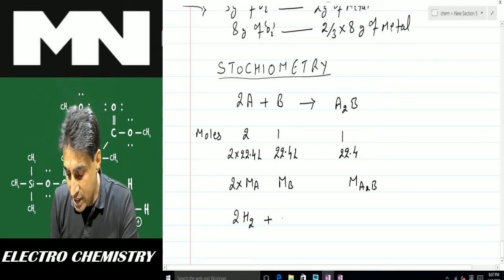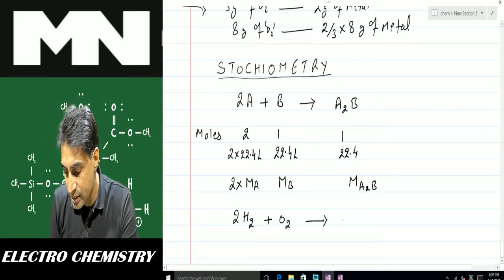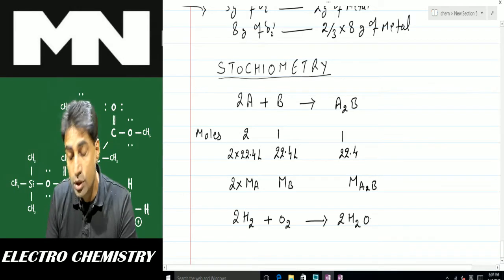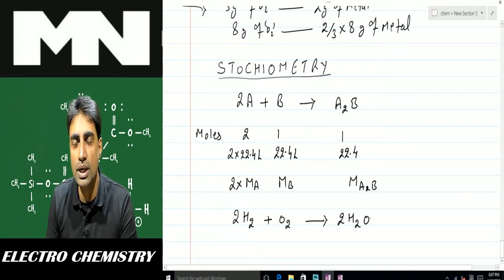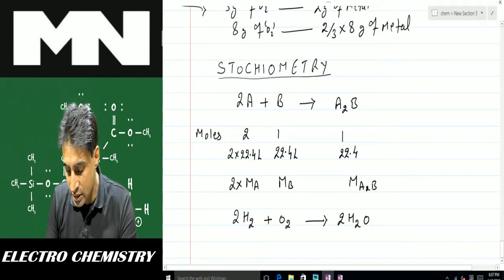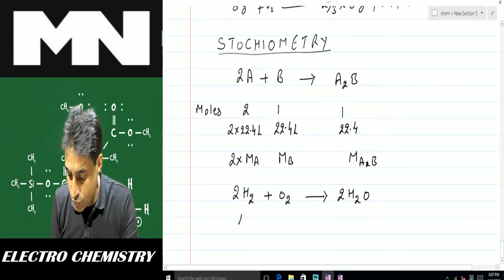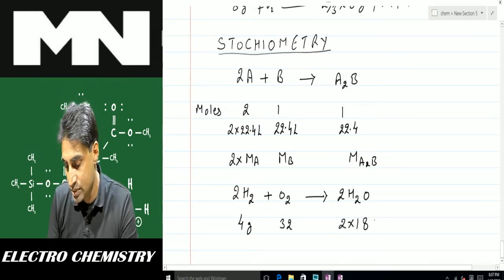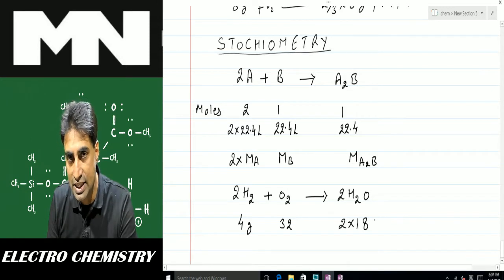2H2 plus O2 gives me 2 moles of H2O. Now this reaction again is giving information like the previous one, that 2 moles of hydrogen combine with 1 mole of oxygen to give me 2 moles of water. Now many times the amount of reactants is given to you and you are asked the amount of product formed. Here in this case, we can say that 4 grams of hydrogen combines with 32 grams of oxygen to give me 2 into 18 grams of water, that is 36 grams of water.